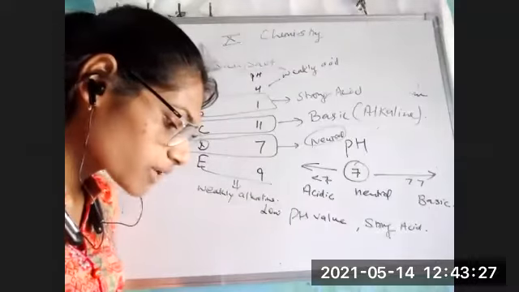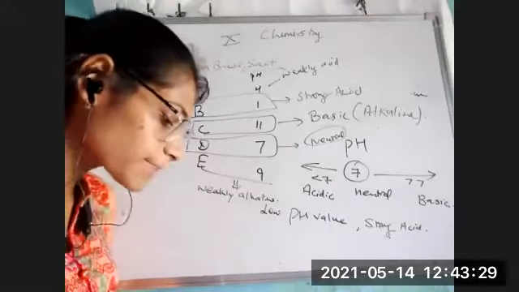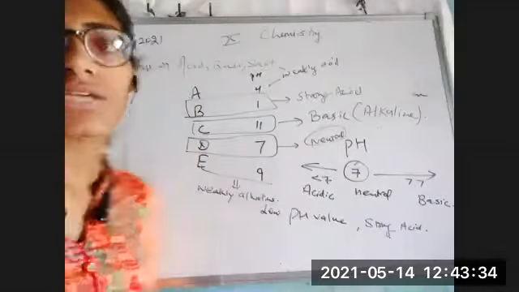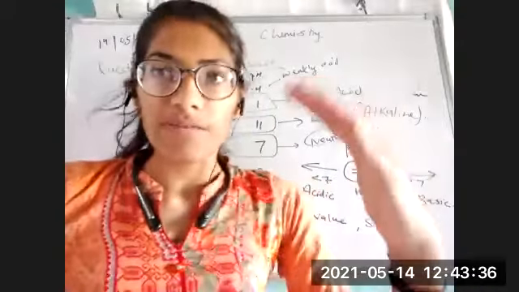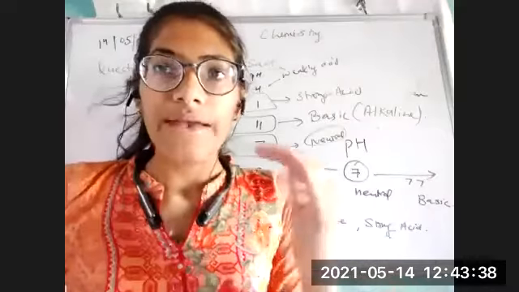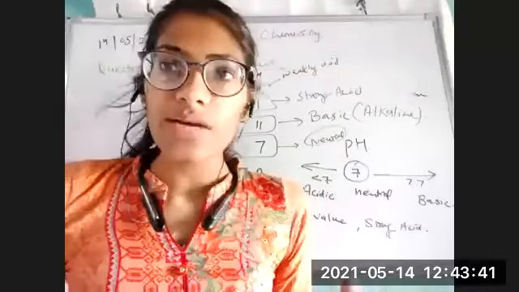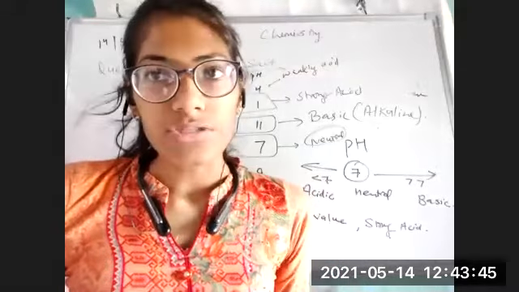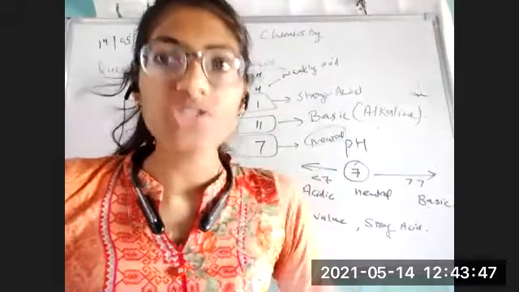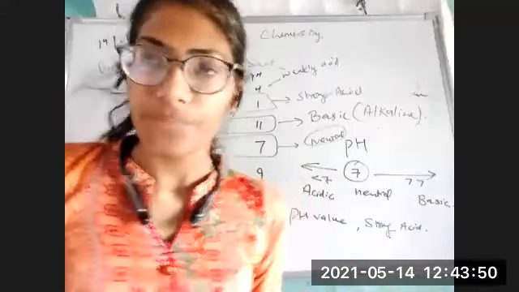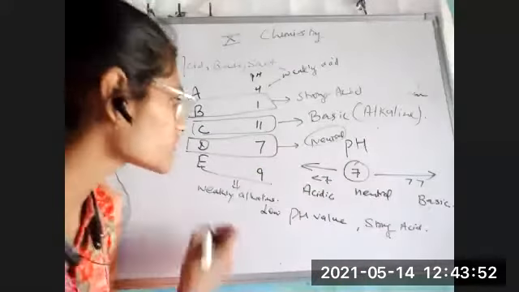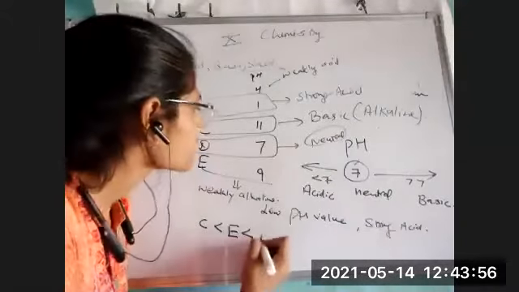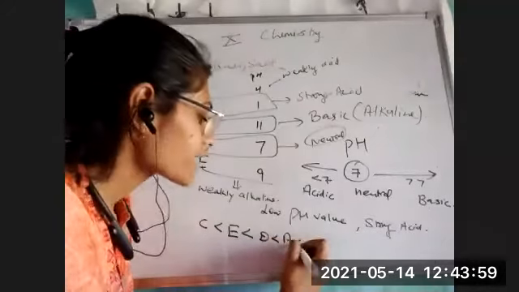Now we have also been given the question: arrange the solutions in the increasing order of hydrogen ion concentration. That means we have been given 4 to 5 solutions with their pH values. We know very well that the pH value is totally dependent upon hydrogen ion concentration. Now we have to arrange them by hydrogen ion concentration. So the hydrogen ion concentration is minimum in C, then E, then D, then A, then B.